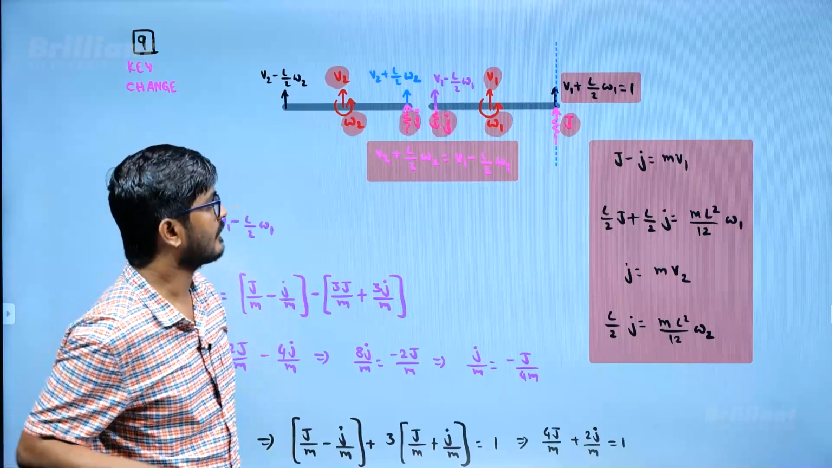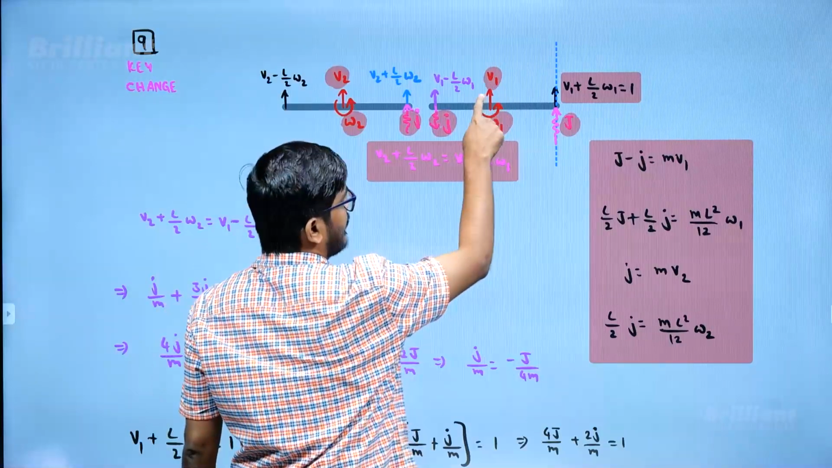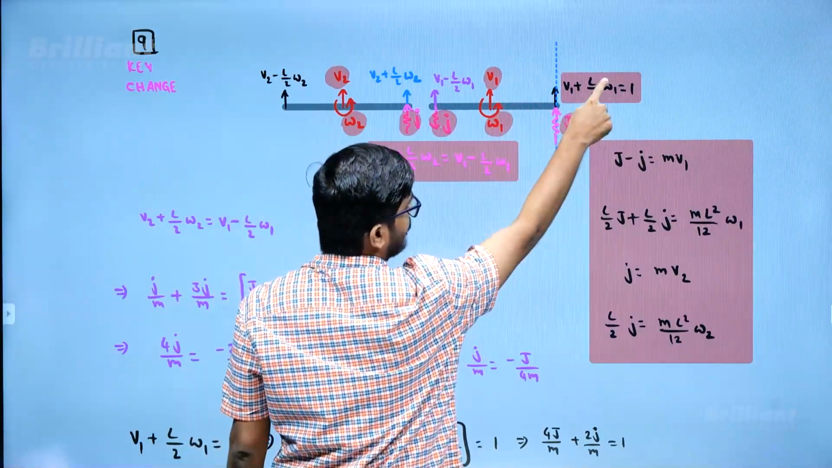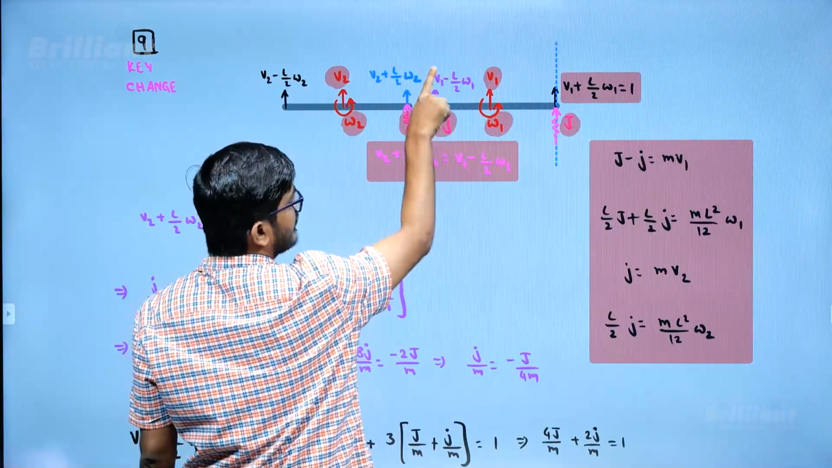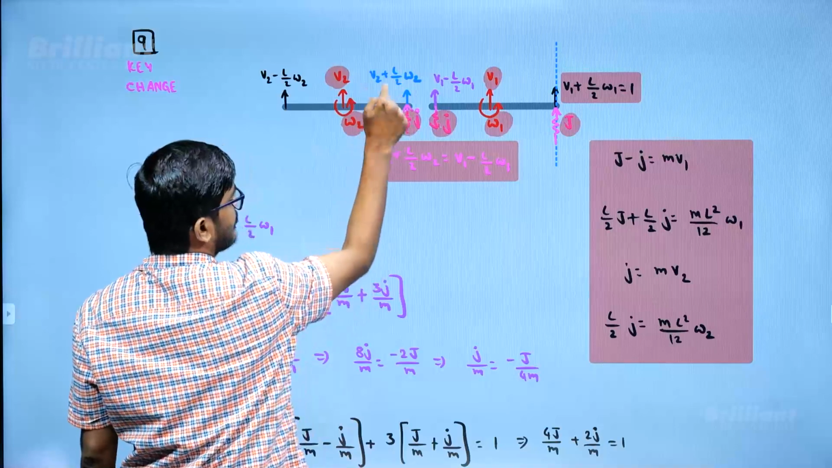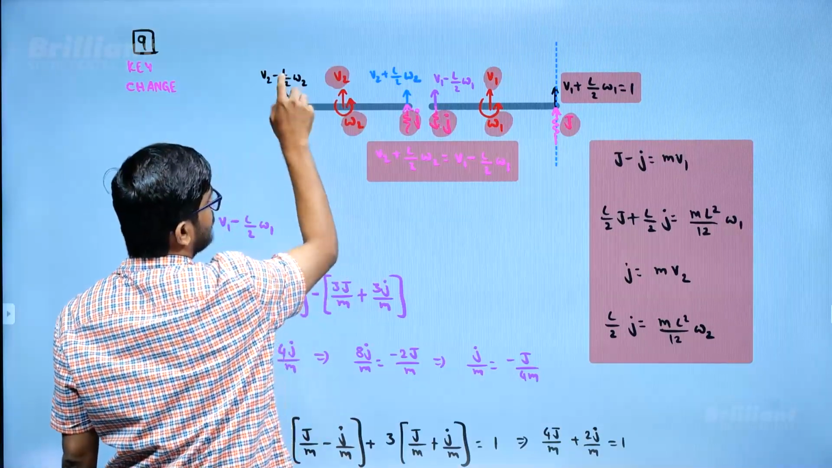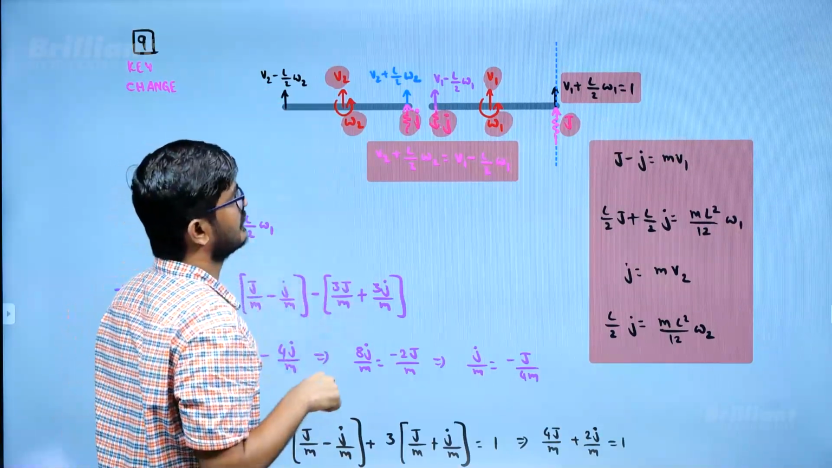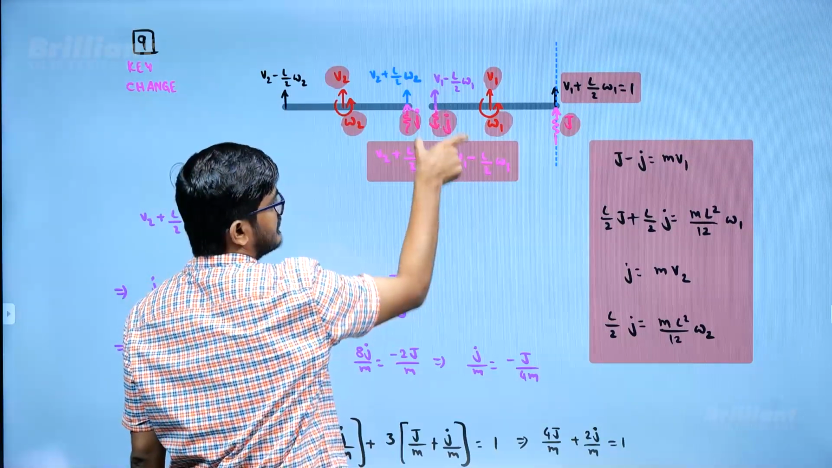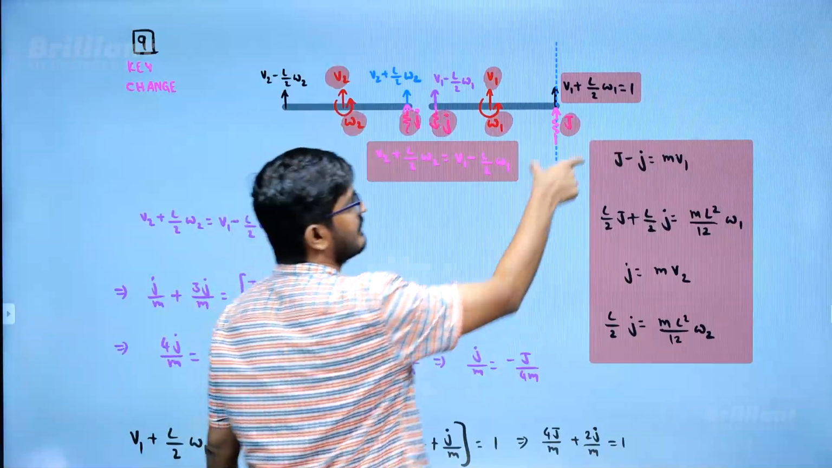Now, if this velocity is v1 and angular velocity is omega 1, then this point's velocity will be v1 plus L by 2 into omega 1. This velocity is going to be v1 minus L by 2 into omega 1. This velocity is going to be v2 plus L by 2 into omega 2. This velocity is going to be v2 minus L by 2 into omega 2. Now, I know these two are tied with a pivot, right? So, this velocity must be equal to this velocity, that is one constraint, and this one they have given as 1.